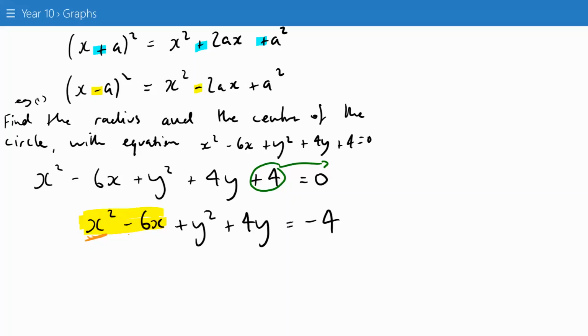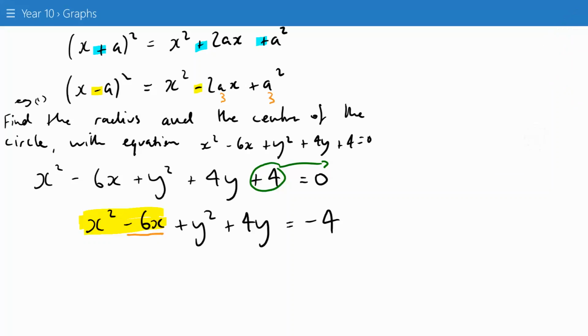Here, this is minus 6x. How can I get minus 6x if I've got minus 2ax? What can I sub in for a? Well, 2 times what gives me 6? It's 3. Okay? And notice here, if I say a is 3, a is also here. So what I have to add on to the end is a plus 3 squared.